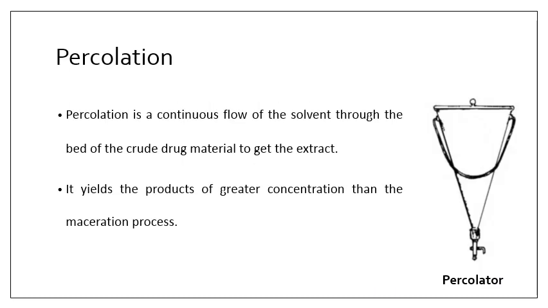The next method of extraction is percolation. In percolation, there is continuous flow of solvent through the bed of crude drug material to get the extract. We place the drug in a container. That container is called a percolator, and from that percolator the solvent is continuously flowing and continuously extracting out the drug. The process of percolation has greater concentration of the drug as compared to the maceration process.